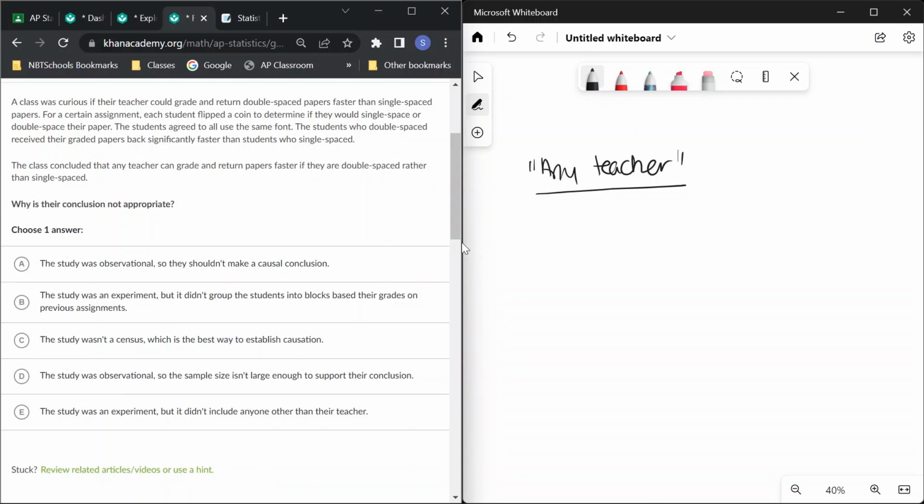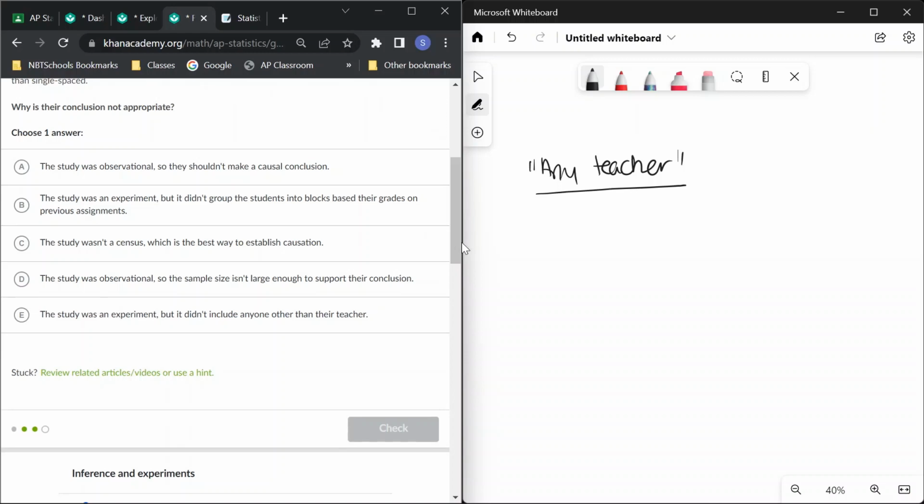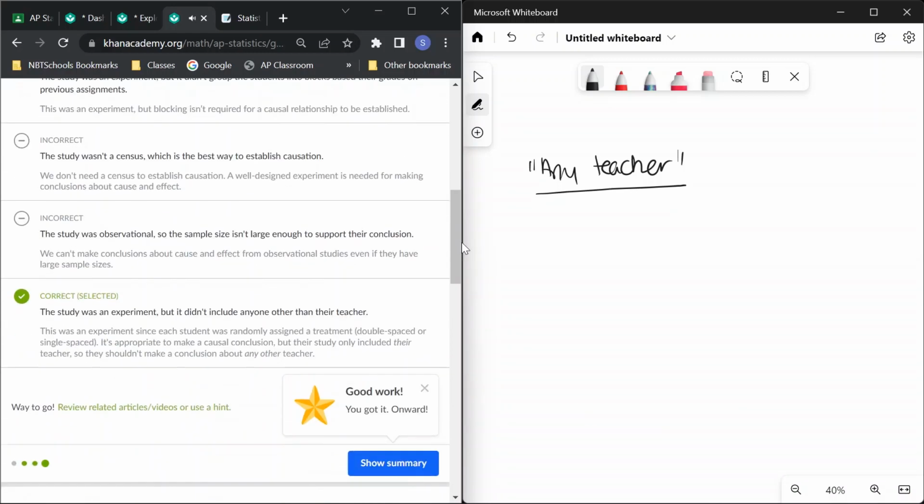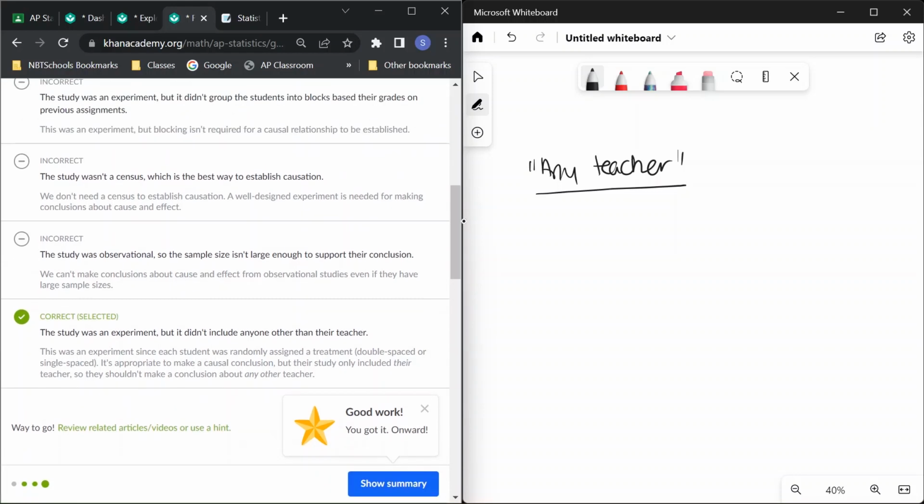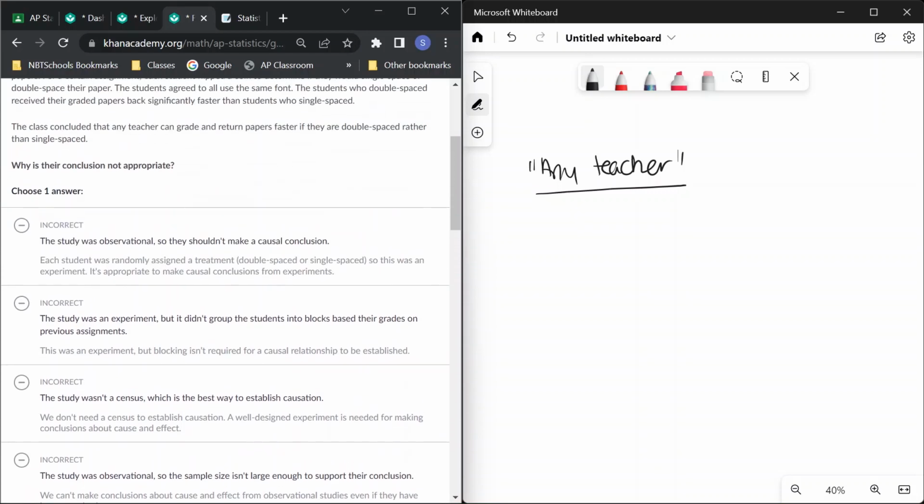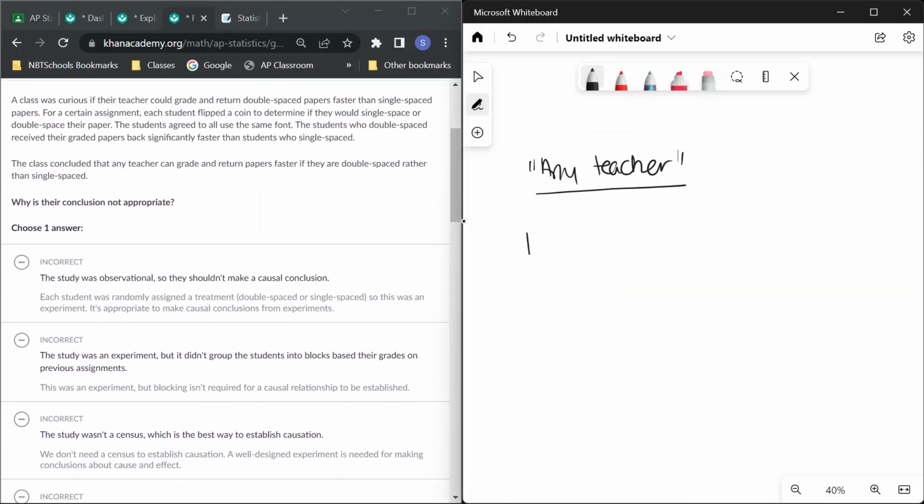The study was an experiment, but it didn't group the students into blocks. The study wasn't a census. The study was an experiment, but it didn't include anyone other than their teacher. Yeah, that's the one. So this was an experiment since each student was randomly assigned a treatment, double-spaced or single-spaced. It's appropriate to make a causal conclusion, but their study only included their teacher, so they shouldn't make a conclusion about any other teacher.